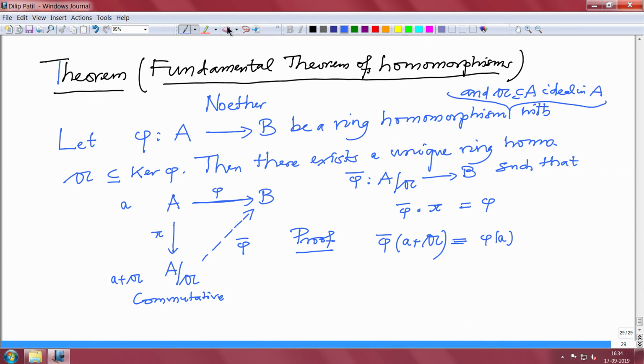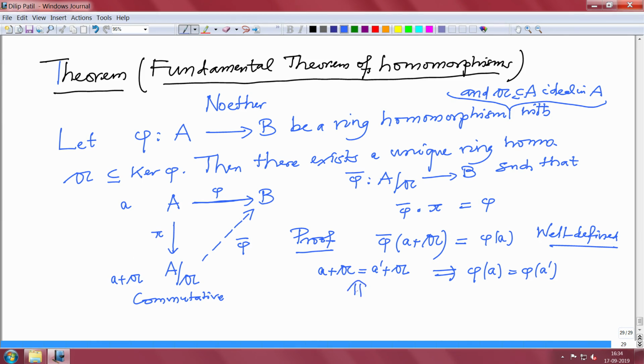Now as usual we have to check that this definition is well defined. Whenever we are defining a map from a quotient set to somewhere, you always have to check that the map is well defined. And what does that mean? That means if I have another coset A plus A and A prime plus A, and these two cosets are equal, then I have to check that this side is equal. Then this map will be well defined and then the commutativity will be obvious because that is how we are forced.